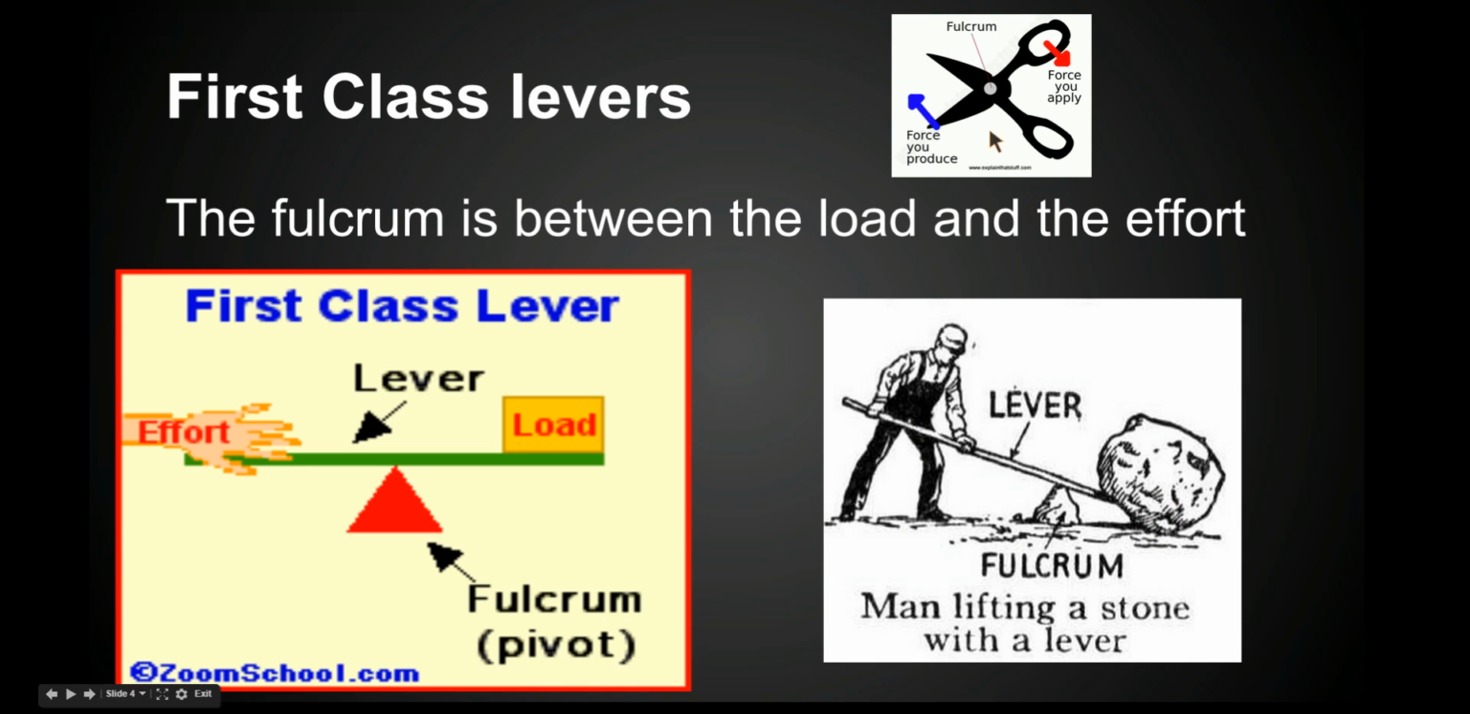Another great example of everyday use is a pair of scissors. The fulcrum's in the middle, it connects the 2 parts of the scissors. The force you apply is on the one part of the scissor, and the sharp edge of the scissor cuts up.